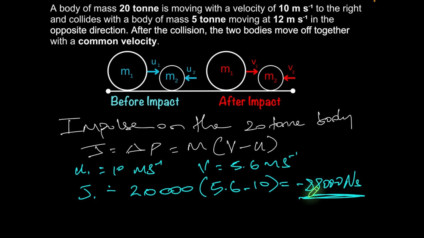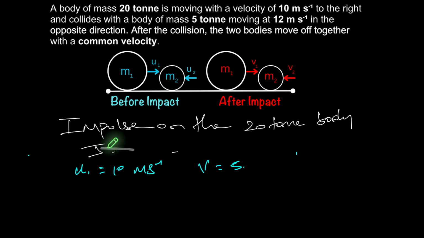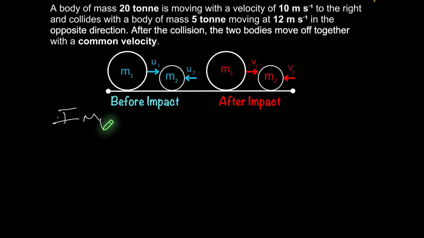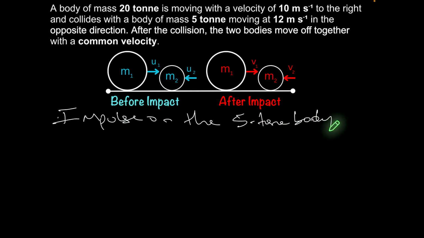Now, if we were to work out the impulse on the 5-ton body, it would be exactly the same. The only difference here is you will realize again how significant the directions are. So I'm going to do the impulse on the second body, the 5-ton body, and you will see exactly what I'm talking about here. So this one that we got, it's negative, so therefore impulse is to the left. So let's now look at the impulse on the 5-ton body and see what difference this will be.